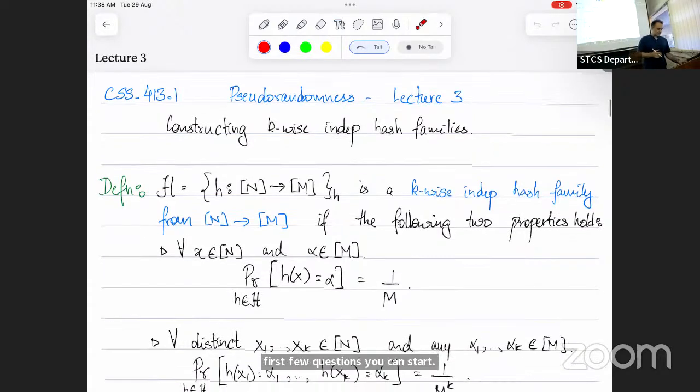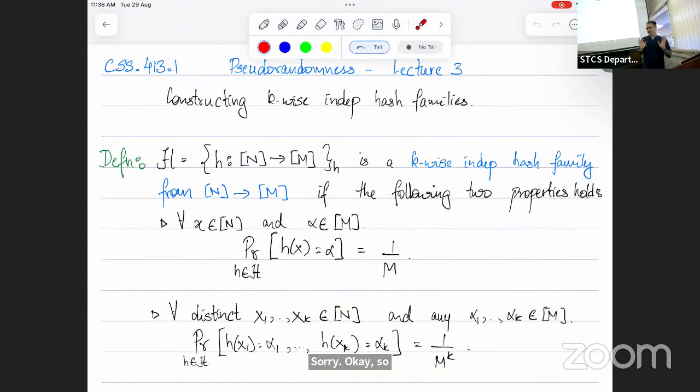Okay, so let's start with the definition and what we really want. So what is a hash family? It's a bag of functions, and usually you have a certain input domain and an output domain. So typically we'll call them capital N and capital M. And the standard terminology that is also used in Vadhan's manuscript is that you should always think of capital N as {0,1}^n. So capital N is like 2 to the small n.